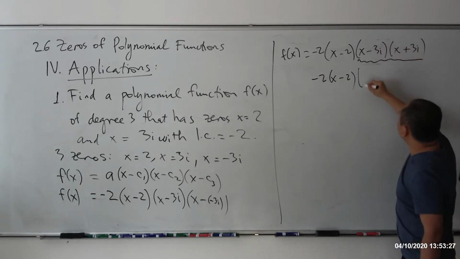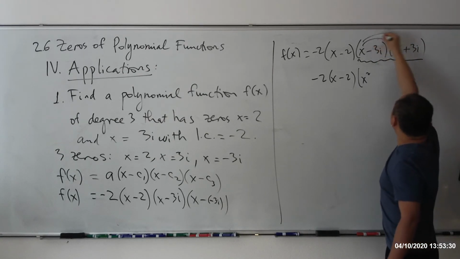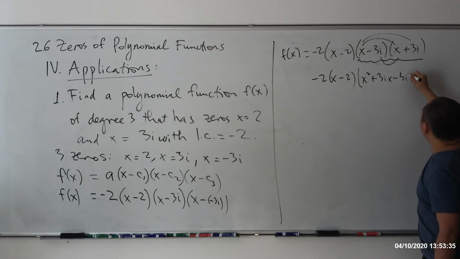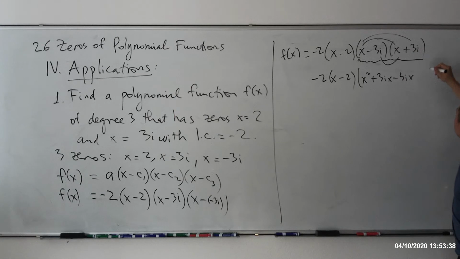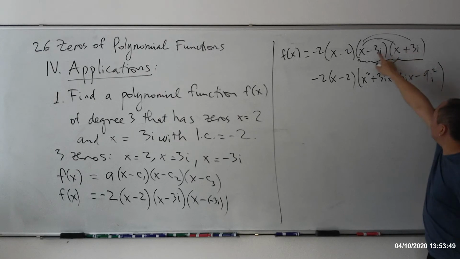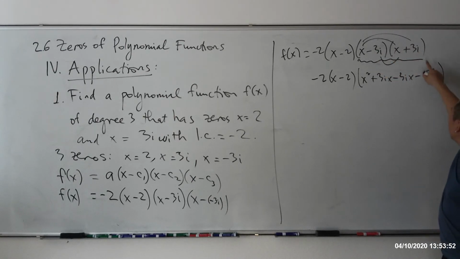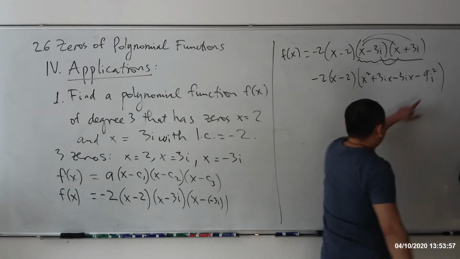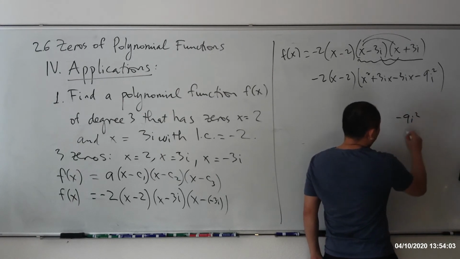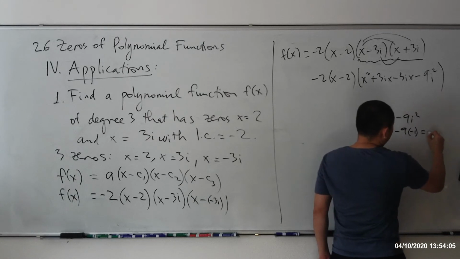FOIL. x times x is x squared. x times 3i is plus 3ix. And then negative 3i times x is negative 3ix. And negative 3i times positive 3i is negative 9i squared. Here comes a very typical mistake I've seen over and over when I see you guys do the work. This is i squared, okay? i times i, you got i squared. Negative 3 times 3 is negative 9, so negative 9i squared, not just a single i. Now, keep in mind that i squared is negative 1 by definition. So, negative 9i squared is no more than negative 9 times negative 1, which is plus 9, okay?